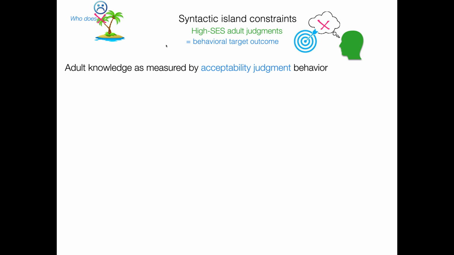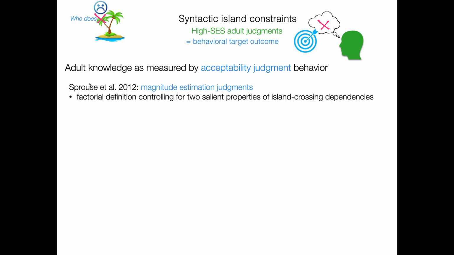So let's talk a little bit more about those judgments of these WH dependencies, and which ones are far worse than other ones. Again, this is our behavioral outcome that is the target of development, these adult judgments that are coming in this case from high SES individuals. And the specifics are that it's acceptability judgments. How acceptable do you find this dependency? And so this data comes from Sprouse and colleagues 2012 using magnitude estimation judgments.